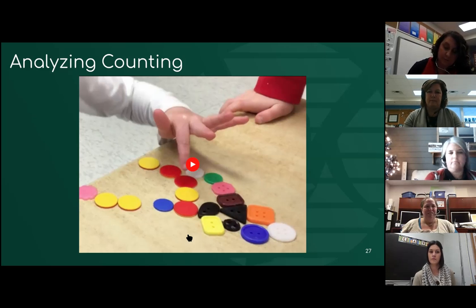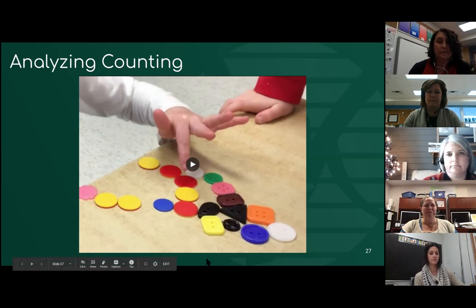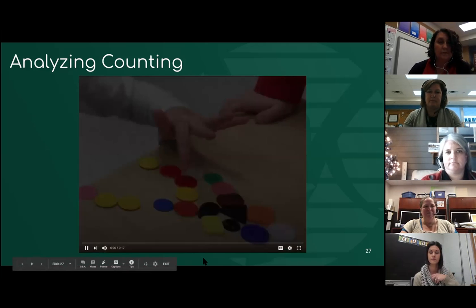Great question. So I thought that we would take a look at the student counting and see what do we think they know? What parts of counting do they understand? What parts are they struggling with? So we'll take a look at this little video.